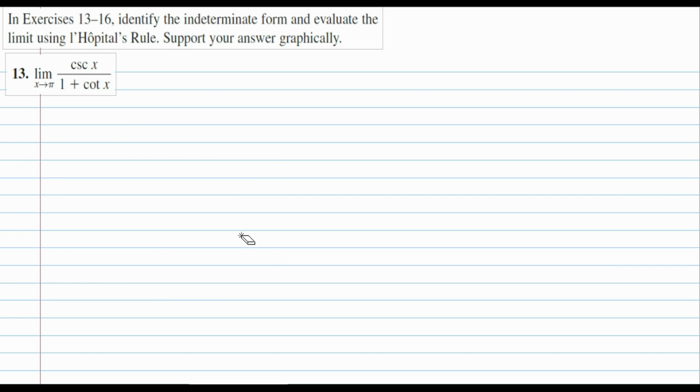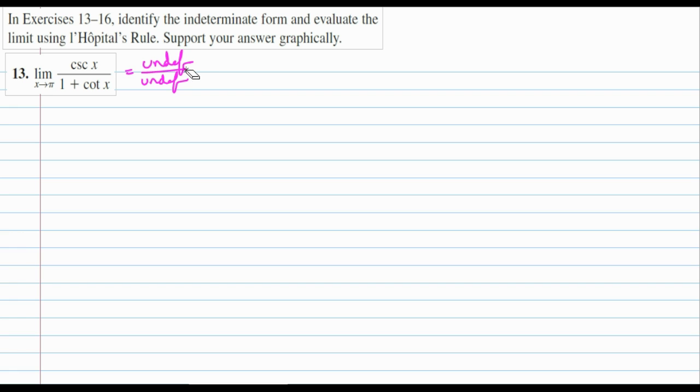So now try problem number 13. It says identify the indeterminate form and evaluate the limit using L'Hopital's rule. Support your answer graphically. Okay, so number 13, we're not going to start out with the graph. We're just going to work by hand without knowing. So first of all, the limit as x approaches pi of cosecant of x over 1 plus cotangent of x. Well, if I plug in pi, I get undefined over undefined.